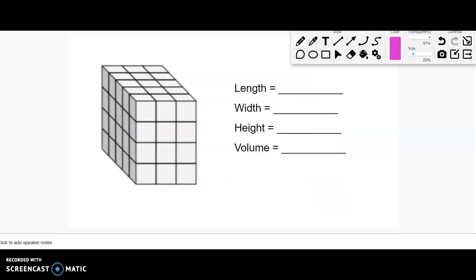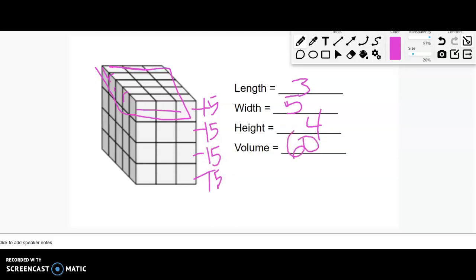What we're really doing is we're just taking the length, in this case 3, the width 1, 2, 3, 4, 5. Okay, so I know I have 15 in this top layer, and then I have 1, 2, 3, 4 layers, because that's the height. So I'm again just multiplying. 3 times 5 is 15. 15 times 4 groups equals a volume of 60.